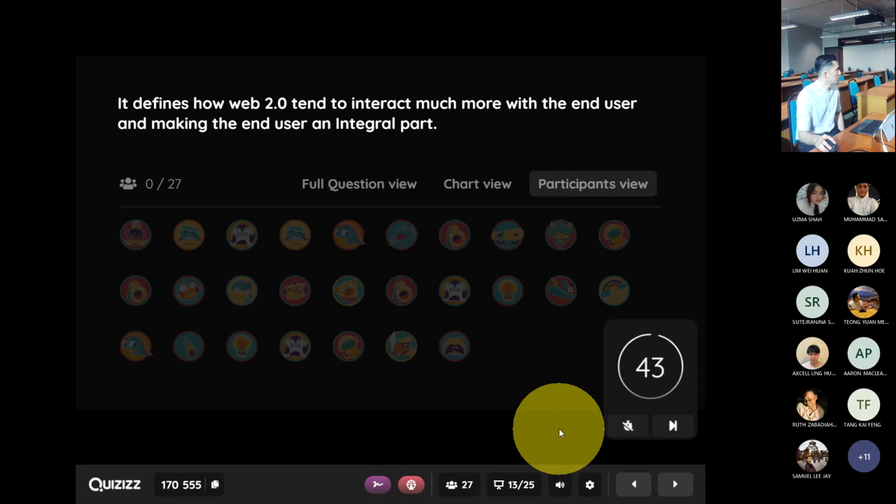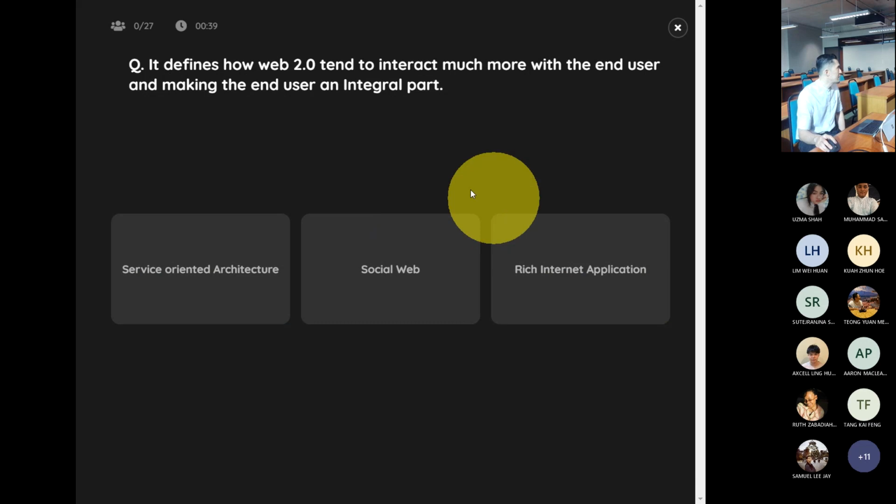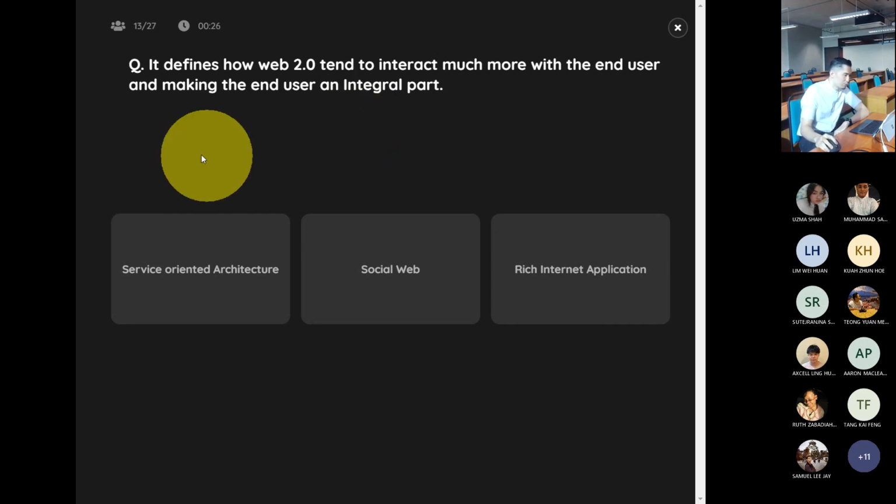It defines how Web 2.0 tends to interact much more with the end user, making the end user an integral part. What does this refer to? Which term does this refer to? So interestingly, with this question, when you see an answer that you do not know of, most probably that answer is not the answer. So I think Sutej forgot to lower his hands.